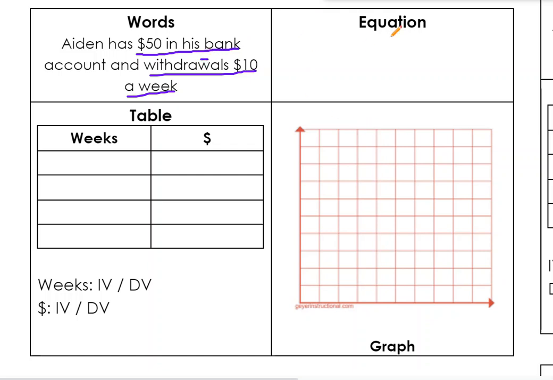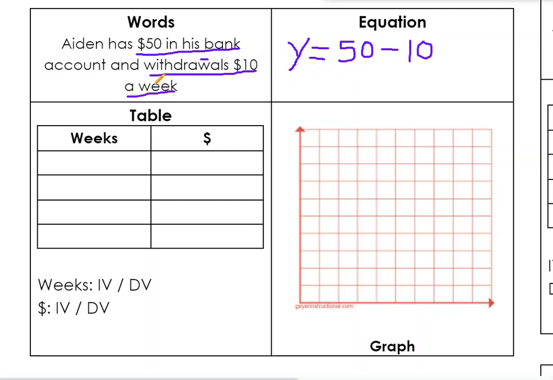Okay? So our equation is usually in slope-intercept form. So that means that we're going to put y equals first. So it's going to be y equals. So then it says he has $50 in his bank account. So I would say 50. And then we said withdrawals. So withdrawals means minus. So we're going to minus. Well, what are we minusing? Well, we're minusing $10 a week.